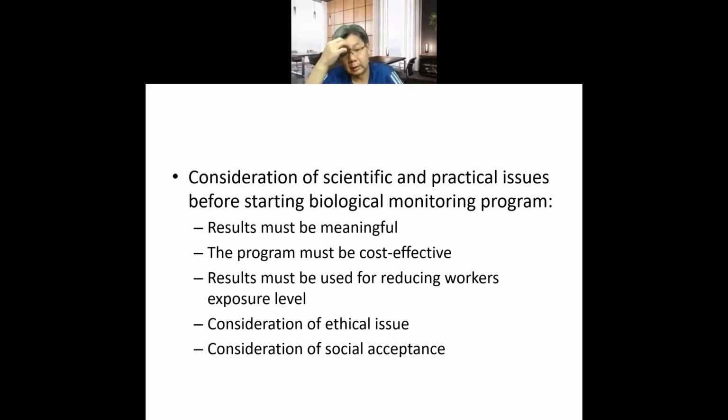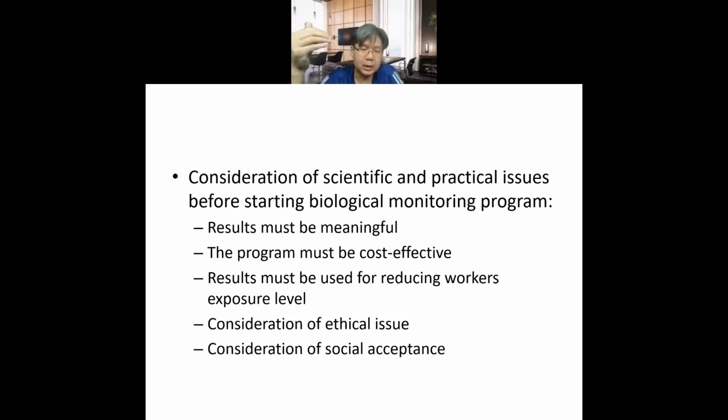So this is the same. Just want to repeat again what I mentioned. To carry out the medical surveillance program and to start a biological monitoring, meaning that we take the blood or urine from the workers and send to the lab to detect the chemical. Before we do that, we must make sure that whatever you do later, the result must be meaningful, meaning that the lab will be able to do tests and the result comes back. We, as doctors, will be able to interpret it. We know whether it's high or low and so on.